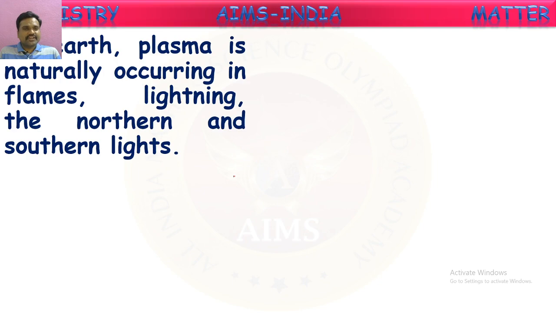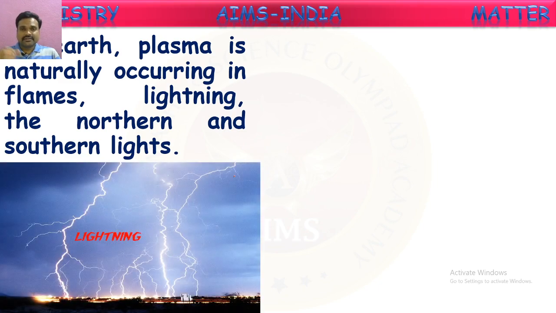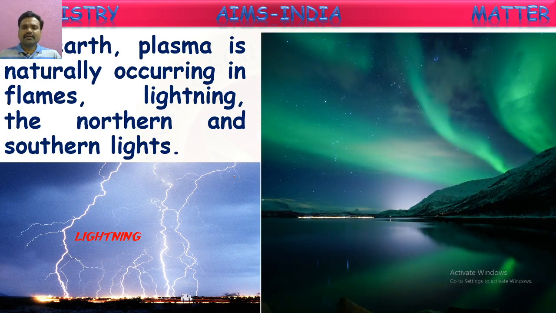On the Earth, plasma occurs naturally in flames, lightning, and the northern and southern lights. Yes, on the Earth also, we often see plasma. When lightning occurs, a high voltage current is produced from the clouds and comes to the Earth. The gas molecules touching the high voltage current are ionized for fractions of a second, so plasma is created. Because of that, a glow appears immediately. That brightness is because of the formation of plasma for a few seconds. Even in the sky, we see some glow in the northern and southern regions, and that is because of plasma production there.